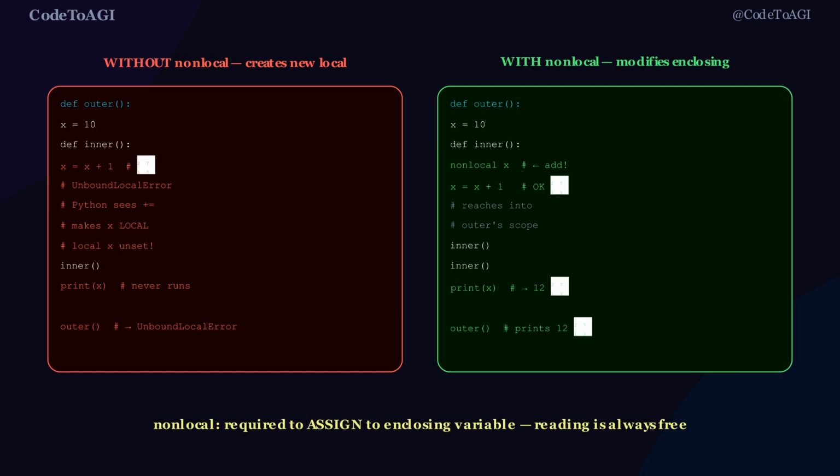Look at the right side with nonlocal. We add nonlocal x inside inner. Now, when inner assigns x equals x plus 1, it reaches into the enclosing scope and modifies outer's x directly. After calling inner twice, outer's x is 12. The rule: reading enclosing variables, free, no keyword. Modifying enclosing variables requires nonlocal. This is exactly how closures maintain state. This is the heart of every counter, accumulator, and memoizer you will ever build.